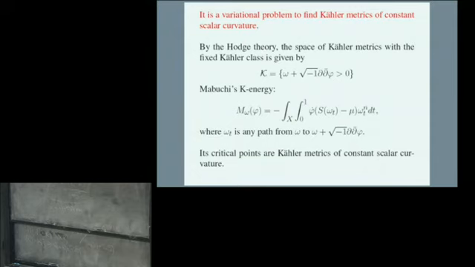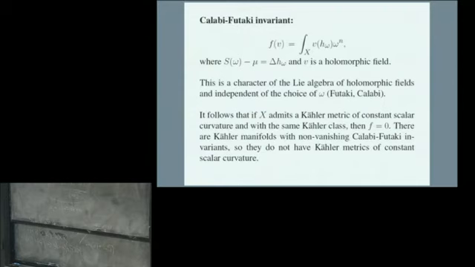Anyway, you're right. But this is, let's see. Okay. So its critical points are Kähler metrics, and this is very easy to see from this formulation. Okay. So also I want to mention it's a Futaki invariant, a Calabi-Futaki invariant. So this is defined as follows. As it looks, it's somehow quite disjoint from what I said before.